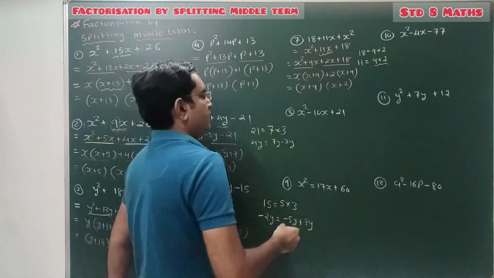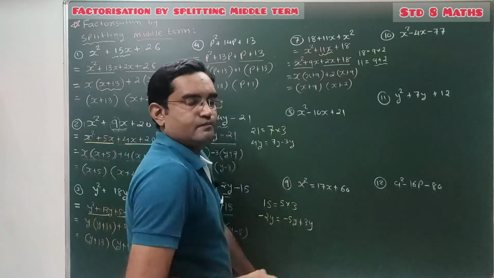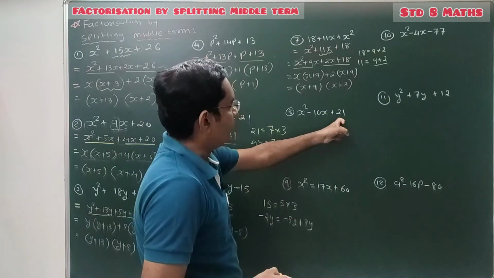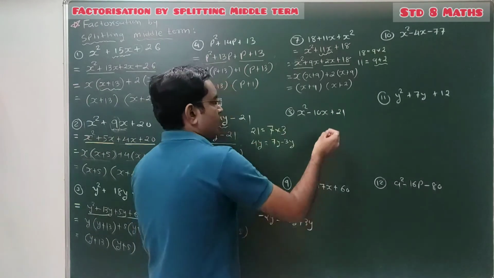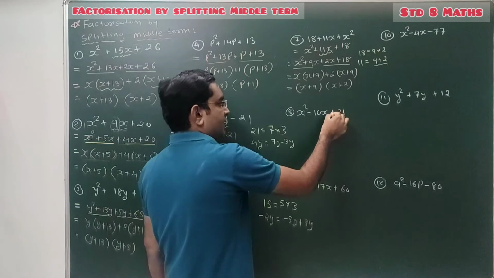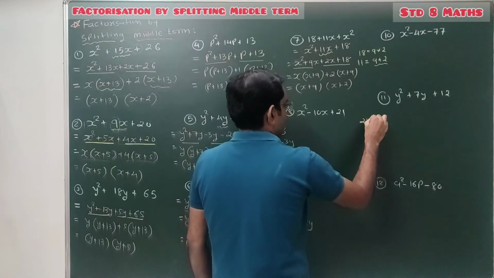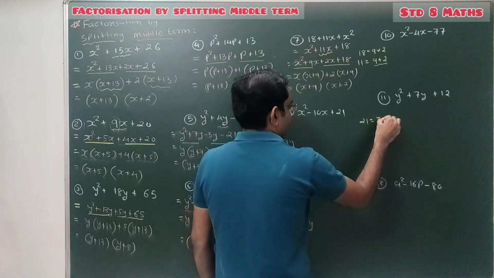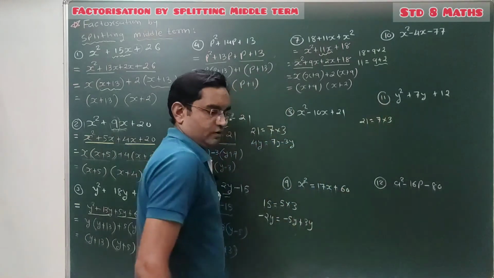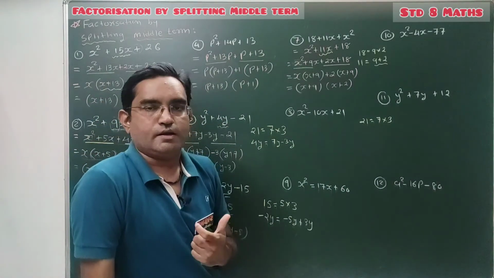Now the next one: x square minus 10x plus 21. Here you have to find the factors of 21 whose addition is 10, but the middle term is minus 10. So first you have to find the factors of 21 whose addition is 10. Which are the factors of 21? We can say 7 threes are 21.